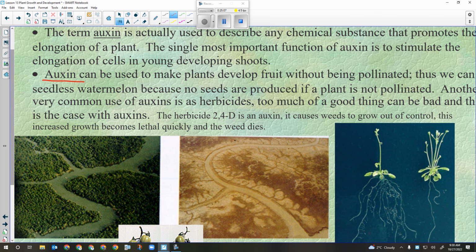It only affects broadleaf plants, so it leaves the grass alone because it has narrow leaves, but affects the weeds, which have broad leaves, and kills them off by making them grow themselves to death. That's also why they put the signs out everywhere they spray that say, this area has been sprayed, stay off for 5 days, because it's not good for you. Making some sense? Okay, auxins make plants get longer. That's what they do.